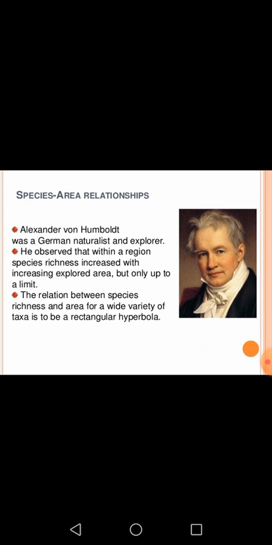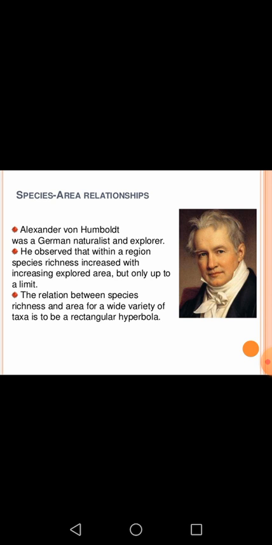Okay, now the second factor which is responsible for differences in biodiversity is called the species area relationship, and this was better explained by one scientist, a naturalist from Germany, Alexander von Humboldt. He observed that if we increase the area, the species richness will definitely increase in that area.